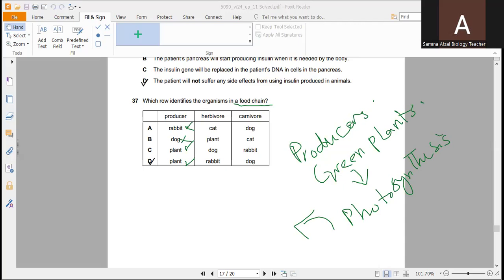Herbivores depend on plants, or eat the plants. Dogs and cats will not eat the plants. So a rabbit depends on plants for food, it is a herbivore animal, and then a carnivore eats the herbivores, depending on herbivores for food. So dog, cat, but these three make up a food chain. So D is the correct option. A, B, C are not the correct options.